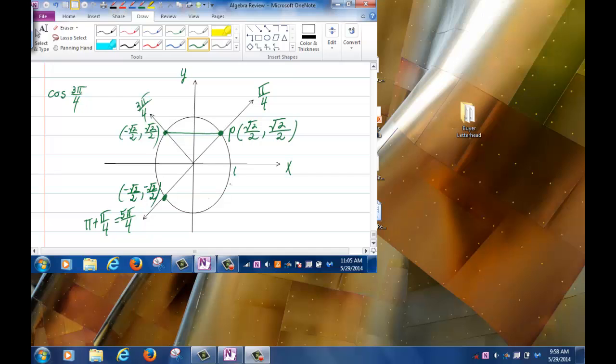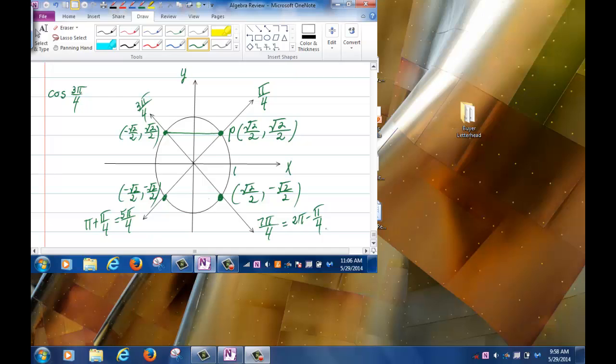And finally, another one I'm going to draw here. This guy has coordinates what? Root 2 over 2, negative root 2 over 2, right? What is this angle here? 7 pi over 4, which is 2 pi minus pi over 4, right? Is everybody okay with that?